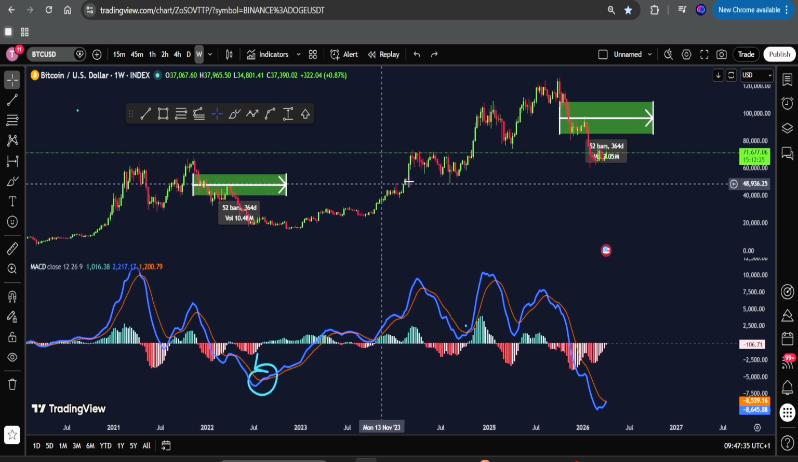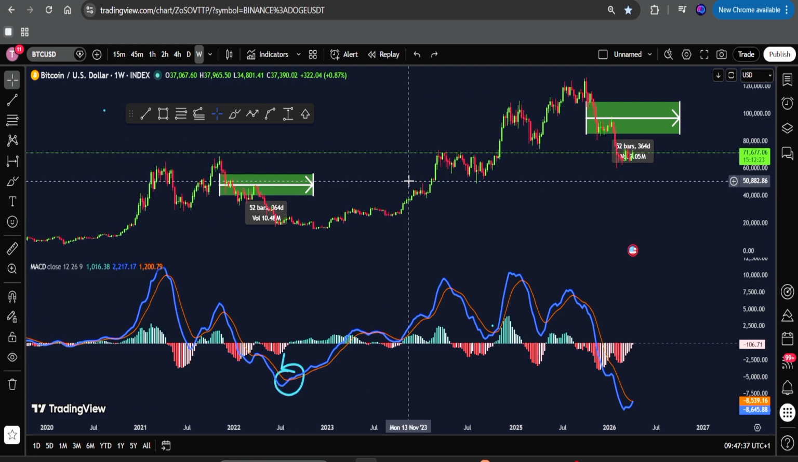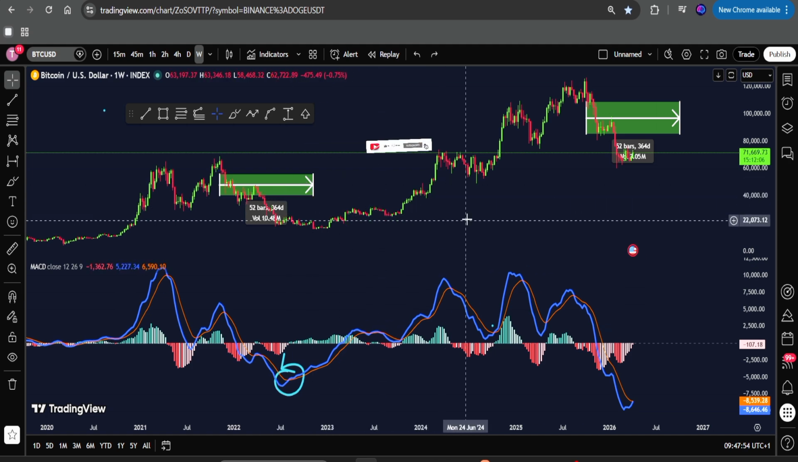But if you take a look at the previous bear market here, you will see that what the MACD has always done is just to indicate the bottom of the bear market, and it has failed most times. But if you combine this psychology of 364 days of bear market with the MACD indicator, you will definitely know when to see the end of the BTC bear market.